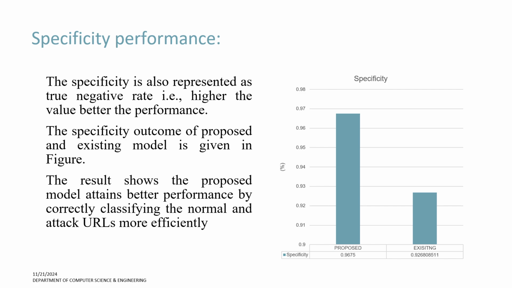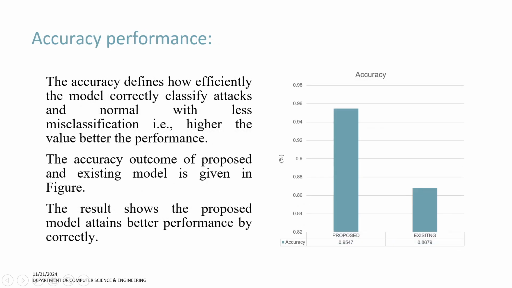Then specificity is the true negative rate. We detect true negatives up to 96.75%, whereas the existing one detects 92.67%. We see growth in specificity as well. And the accuracy of the system is also good at 95.47%, whereas the existing one has 86.78%. Accuracy means the model correctly classifies attacks and normal traffic with fewer misclassifications. So this leads to high performance.